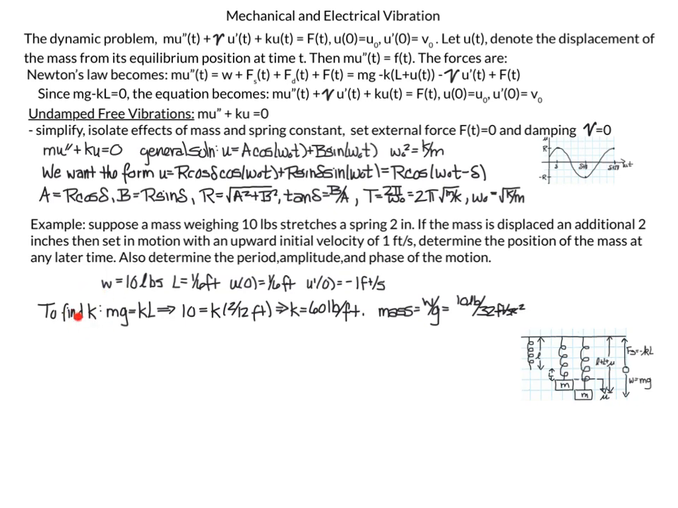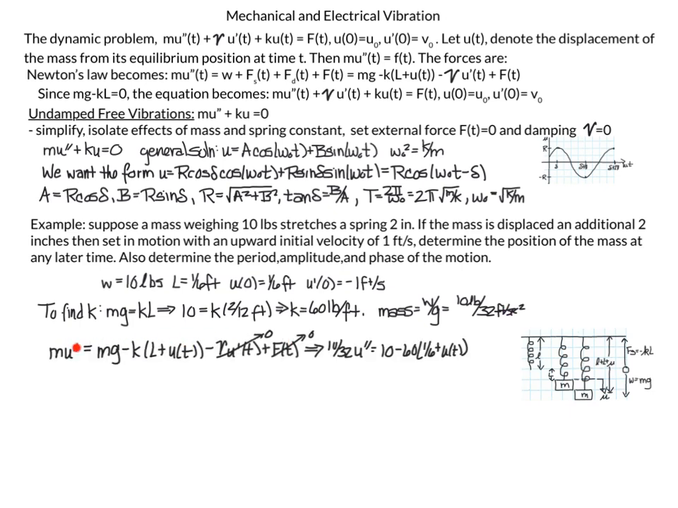So we can find k, again, by using mg equals kL. So our weight, which is 10, is equal to k times L. Our L is 1/6 of a foot. So k is equal to 60 pounds per foot. And mass, by the way, if you need it, is just going to be W over g, which is 10 over 32 feet per second squared. I'm not sure I really like using inches and pounds instead of the metric system, but I'm certainly not going to convert these problems from your book. So here we are with pounds and feet per second.